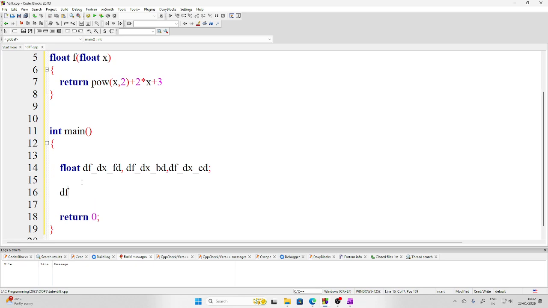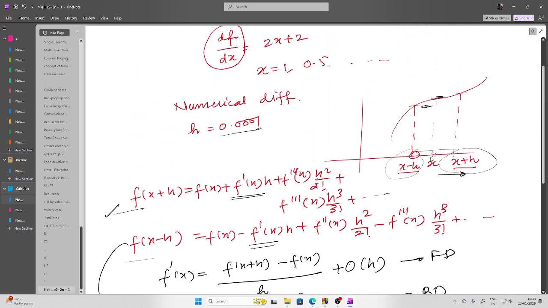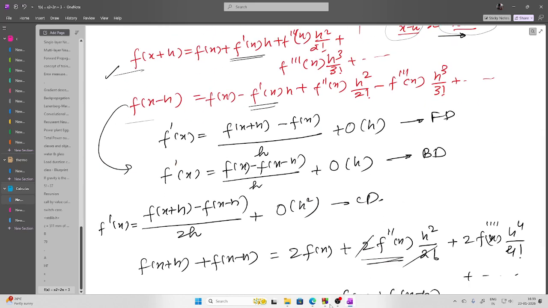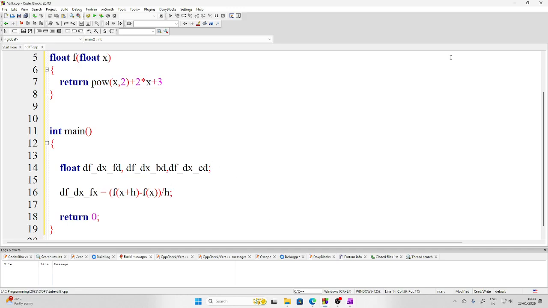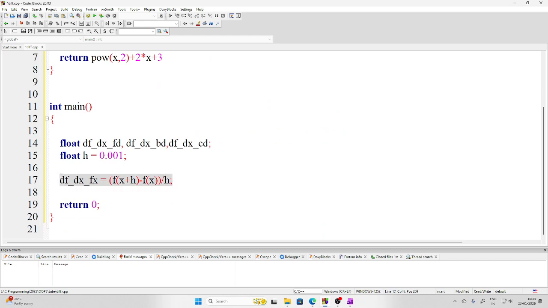So dfdx forward difference is what? It is nothing but f of x plus h, minus f of x, divided by h. In this expression, you are moving h unit ahead, and h unit behind for the backward difference. So in the program, you also require some h step size. So let us take that step size here itself as 0.001. The lesser the better. The same thing we can do for the backward difference as well.